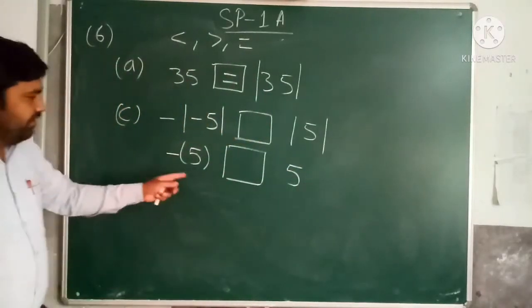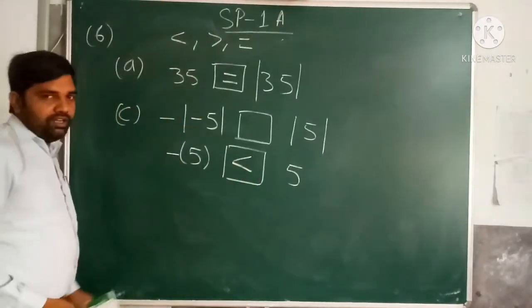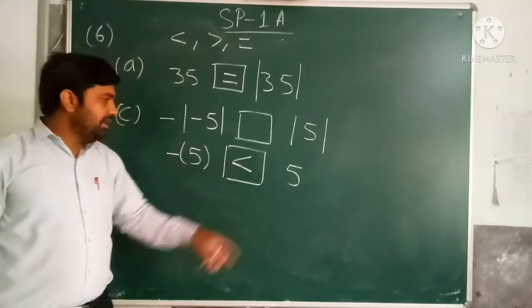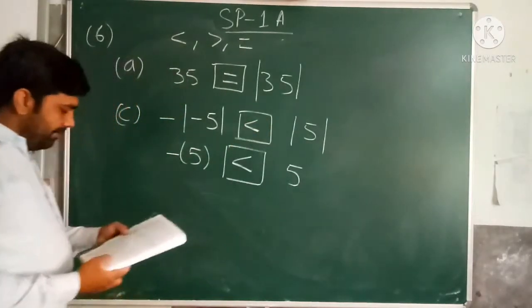Now see, minus 5 is less than 5. A negative integer is always less than a positive integer. So minus 5 will be less than 5. So what symbol do we have to put here? Less than. Okay.